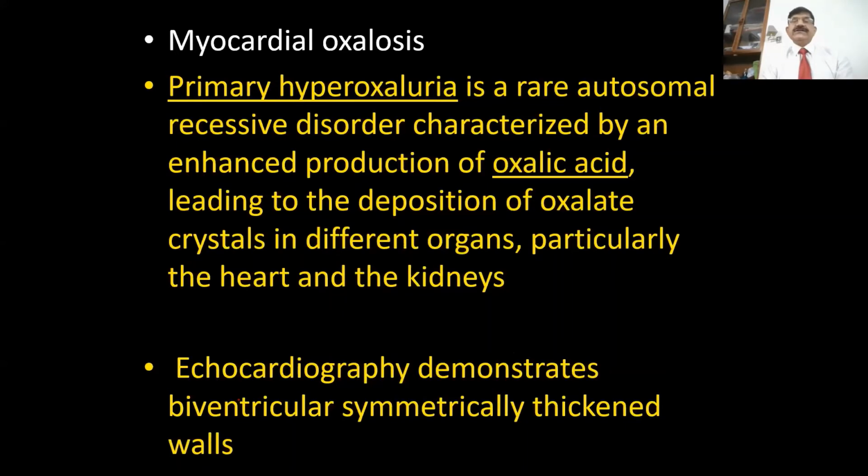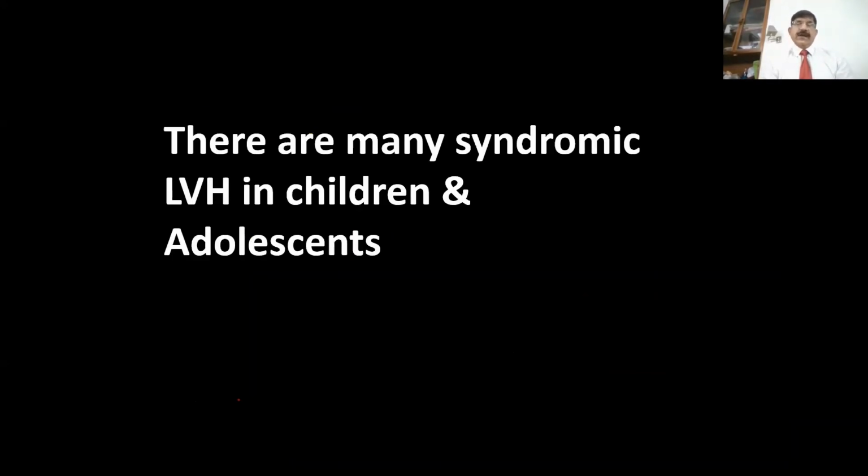Primary hyperoxaluria is another rare autosomal recessive disease which produces biventricular hypertrophy, and the walls are symmetrically thickened. The secondary hyperoxaluria occurs in CKD and is an important cause of left ventricular hypertrophy. There are many syndromic left ventricular hypertrophy in children and adolescents. The time does not permit me to take you through that, but Noonan syndrome, Danon syndrome, Friedreich's ataxia are some of the classic examples of syndromic left ventricular hypertrophy.